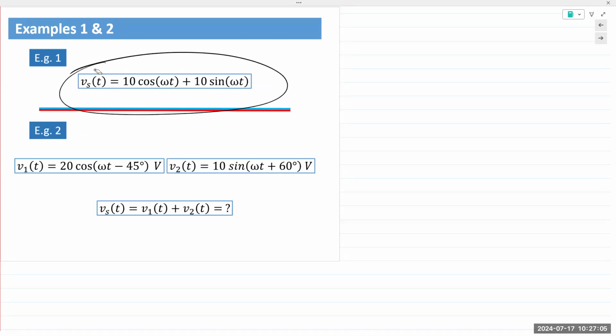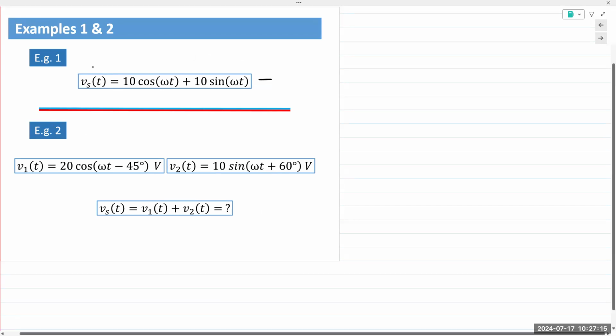Vs of t, example 1, Vs of t is given as 10 cos omega t plus 10 sine omega t. We are asked to find what is the value of this summation or this addition. What is the value of Vs of t?